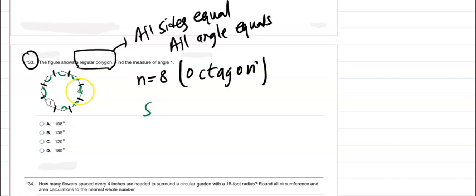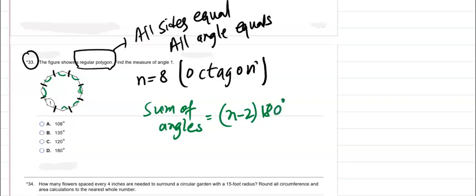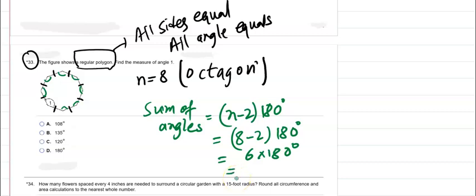So the sum of angles equals n minus 2 times 180. We just did it in the previous questions. It's 8 minus 2 times 180, and that's going to be 6 times 180. And what is 6 times 180? It's going to be 1080 degrees. So all 8 angles add up to 1080.